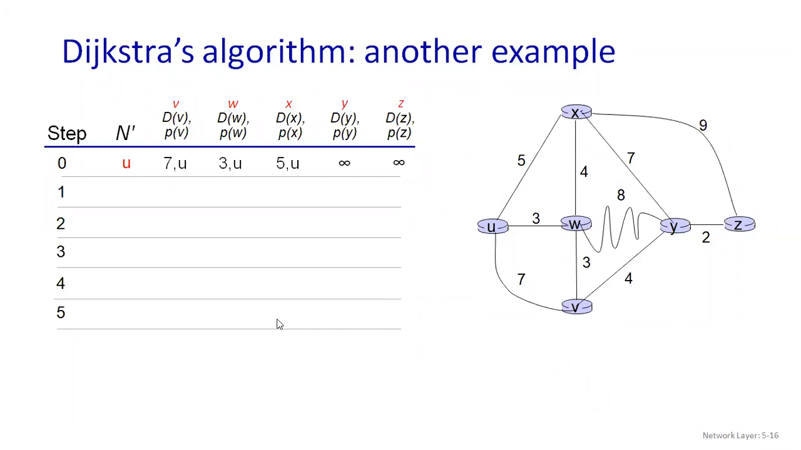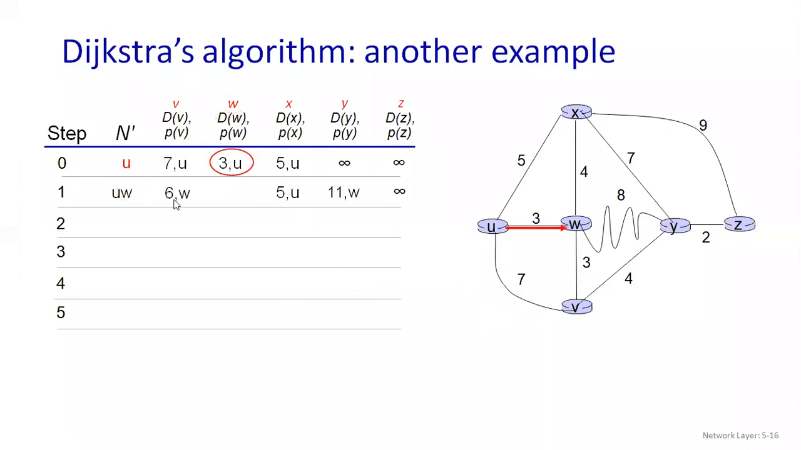So if U is the source, and similarly Z is the destination. This one will be the first, from U to V: 7. U to W is 3, and U to X is 5. U to Z and U to Y, there is no direct connectivity. So this is the least one and it is connected.